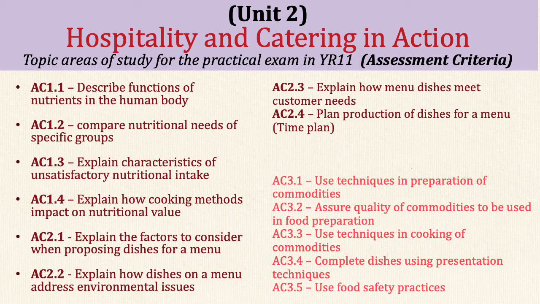AC 1.3, explain characteristics of unsatisfactory nutritional intake. AC 1.4, explain how cooking methods impact on nutritional value. AC 2.1, explain the factors to consider when proposing dishes for a menu. AC 2.2 is explain how dishes on a menu address environmental issues.